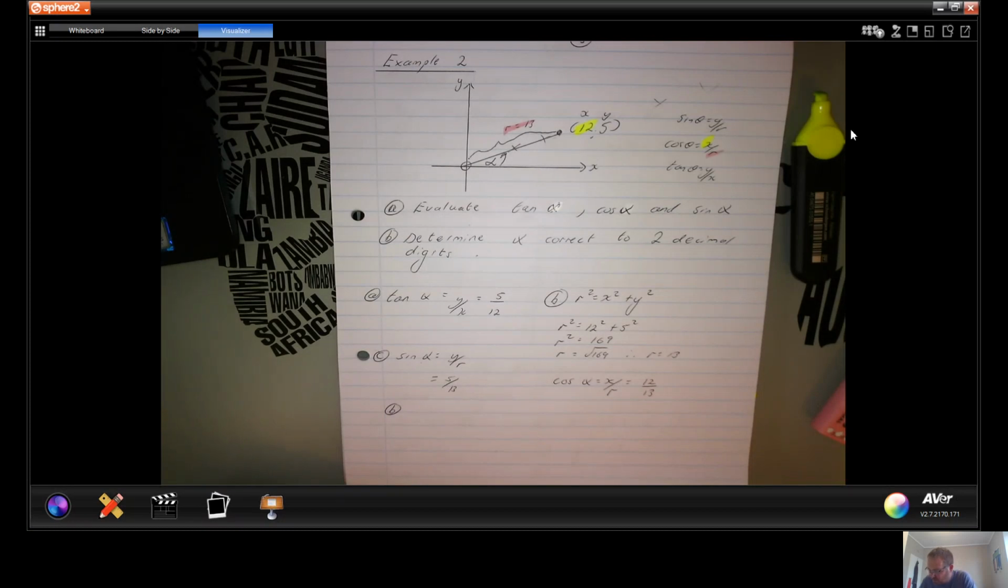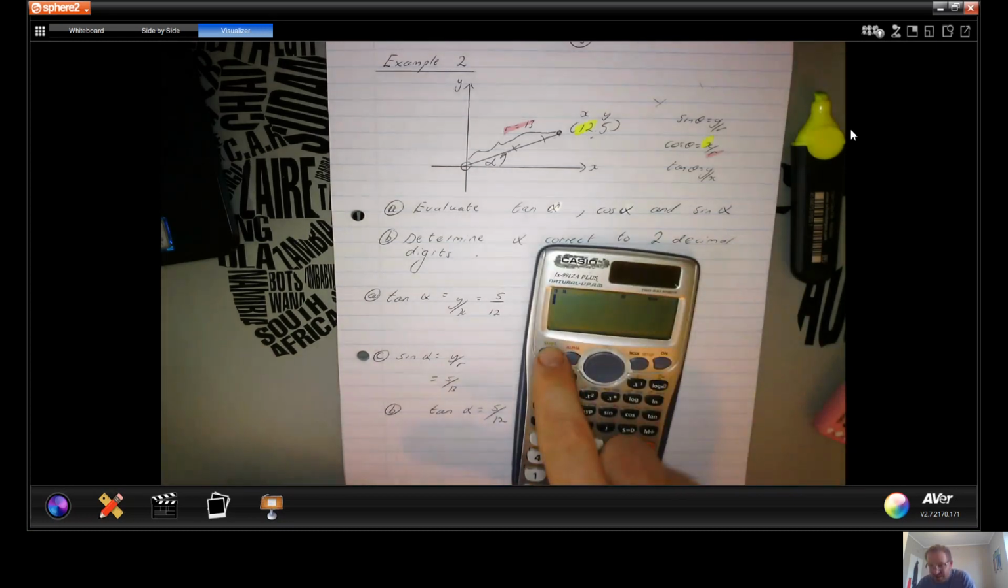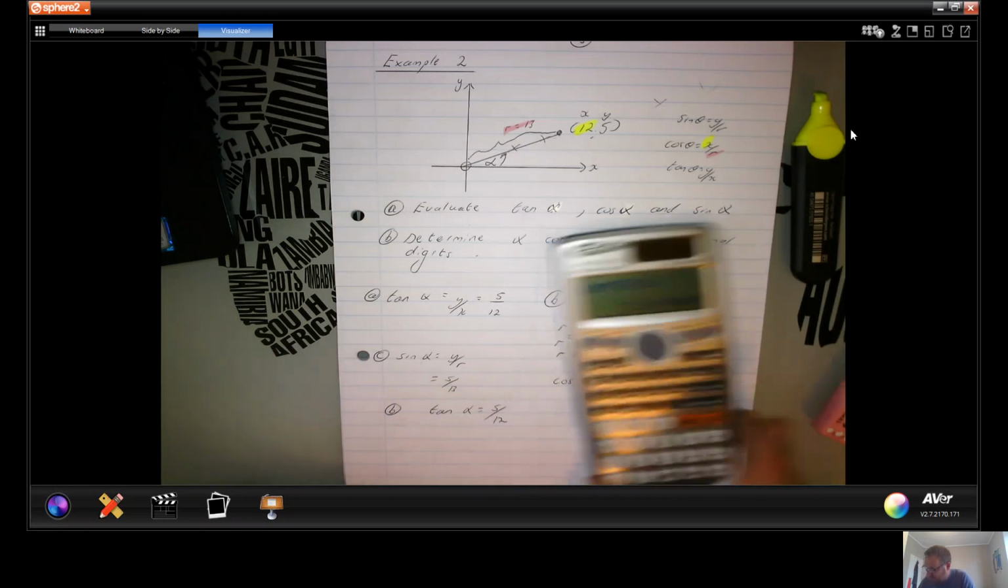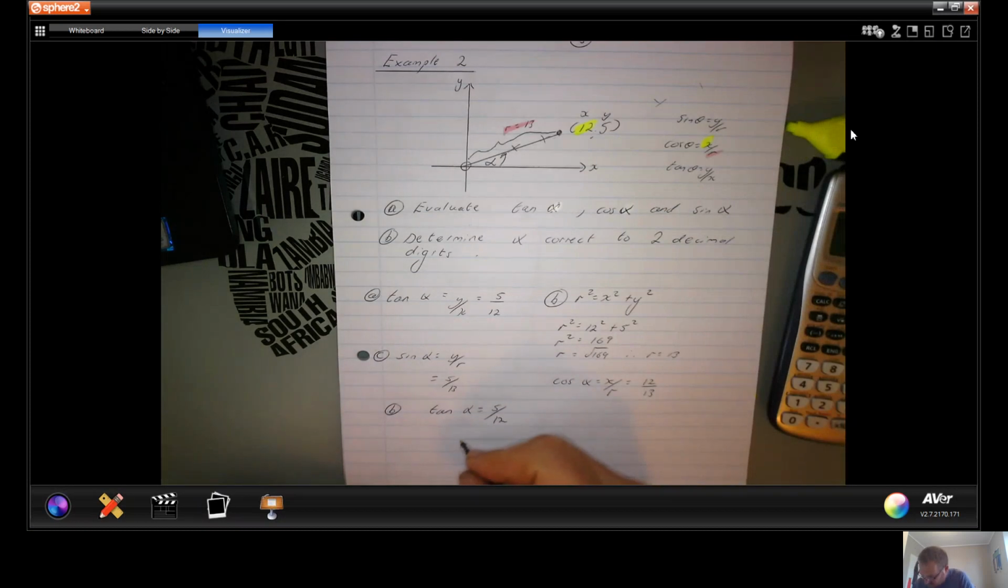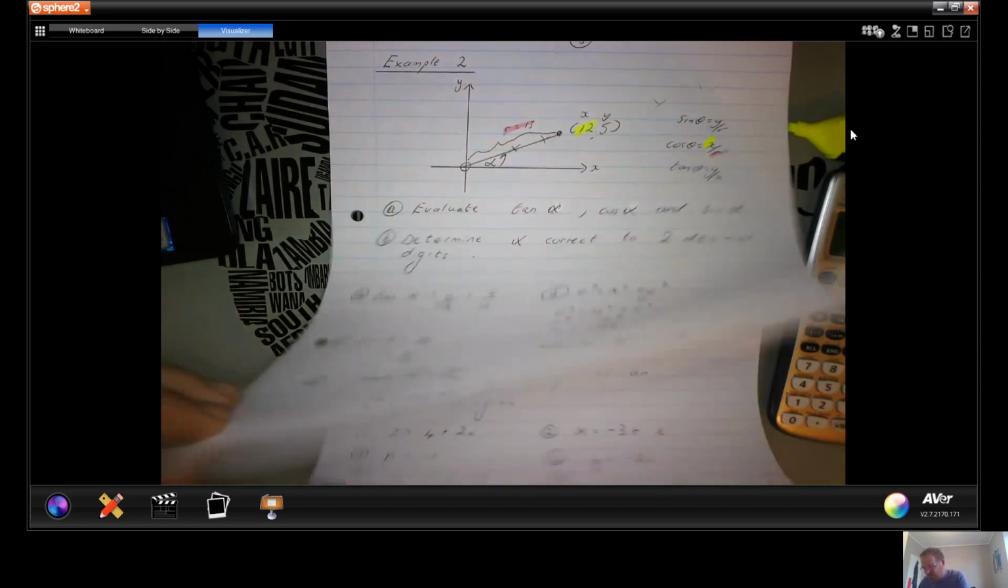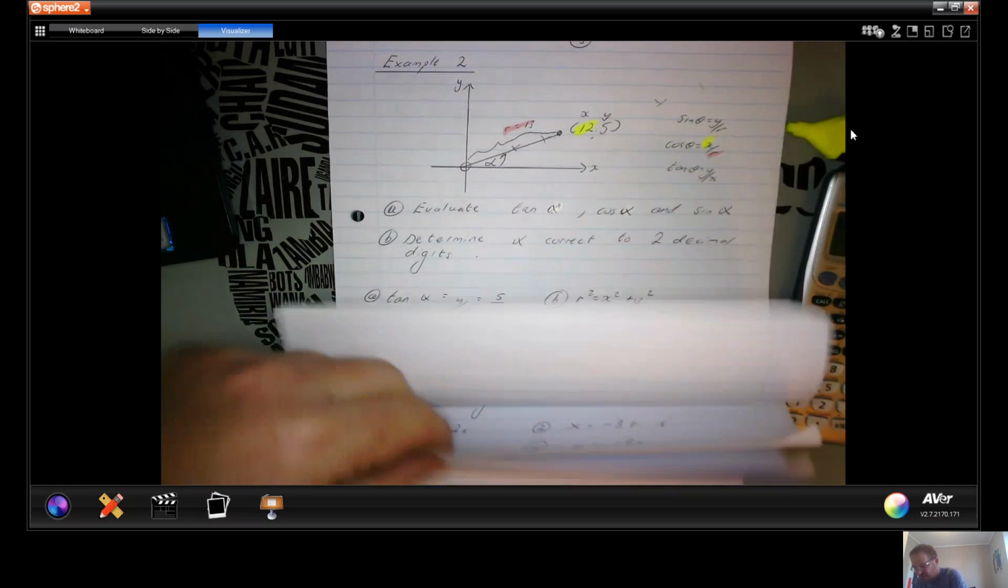And question B says, determine alpha correct to 2 decimal digits. Well, I'm just going to pick one ratio. Tan is usually the easiest to work with, so I'm going to use the fact that I know that tan of alpha is equal to 5 over 12. So how do I find the angle? Remember, alpha is an angle. You're going to go shift tan to the negative 1 of 5 divided by 12, equals, and you get 22.62 degrees. Okay, I'm just going to stop there because this is taking a lot longer than I thought.